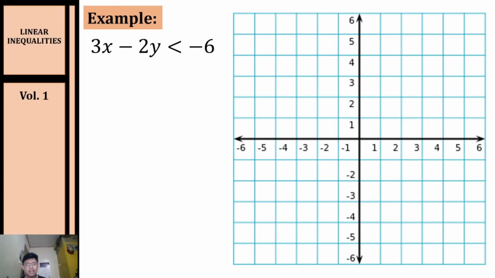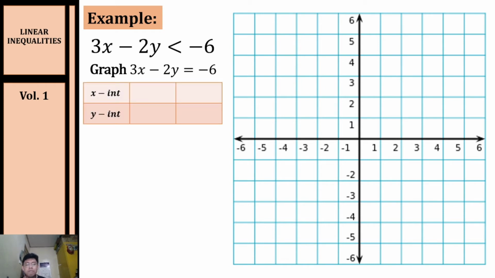Alright, let's have another example. For example, we have 3x minus 2y is less than negative 6. So first step is we need to graph 3x minus 2y is equal to negative 6. So we will just change the less than symbol to an equal symbol. Then we start graphing. Let's use the intercept method in graphing a linear equation. Let's get the x and y intercept.